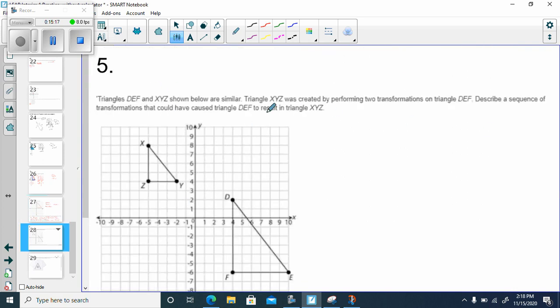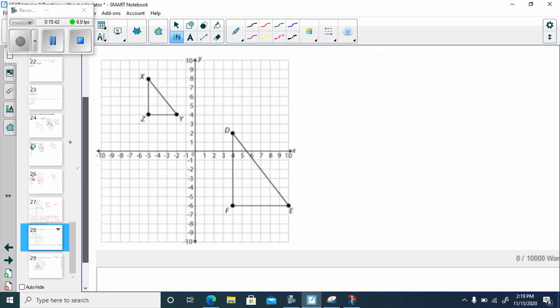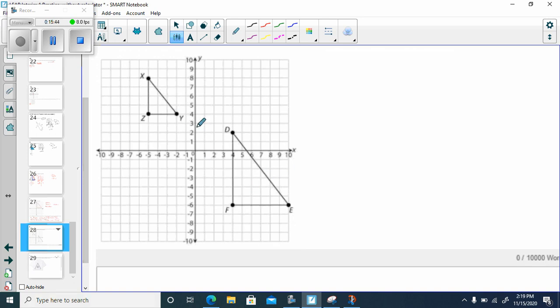Then number 5. Triangles DEF and XYZ shown below are similar. Okay, notice they're the same shape, but not the same size. That means they're similar. Triangle XYZ was created by forming two transformations on DEF. Describe a sequence of transformations that could have caused DEF to result in XYZ. Okay, well, first we've got to figure out what we would do first. Let's see. We know they're different sizes, so we've got to dilate DEF, right? Dilate triangle DEF, but we've got to see how much, right?